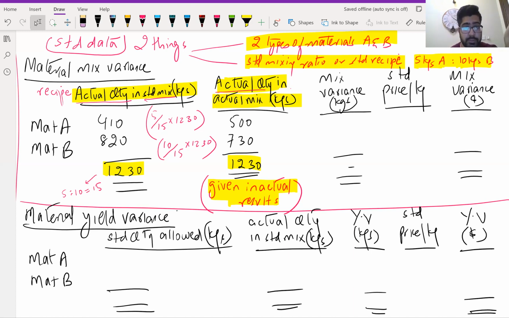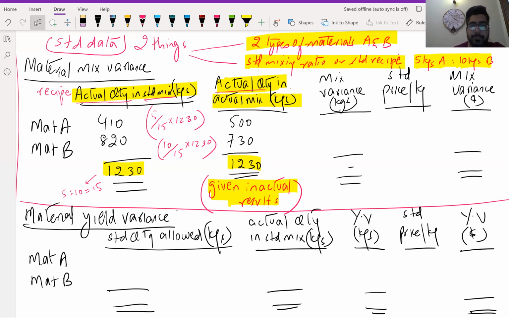That's very good that there is no question, because you have caught it. Understand the strategy. For the mix and yield variance, make the format. From the standard data, you have to extract two things: how many materials, 2, A and B, and the standard mixing ratio in kgs, 5 and 10. Enter the second column first. Actual quantity in actual mix, what you have input, is always given in actual results: 500 A, 730 B, 1230. Copy the same 1230, and apply the standard mixing ratio, 5 is to 10.